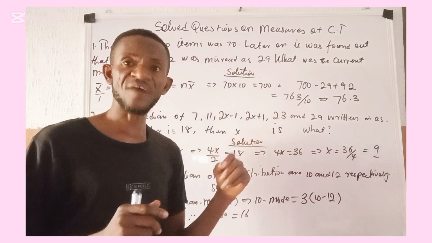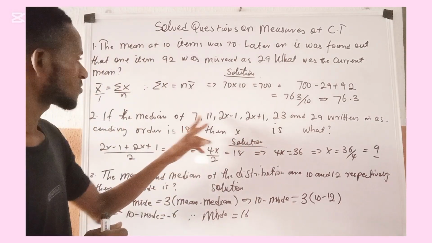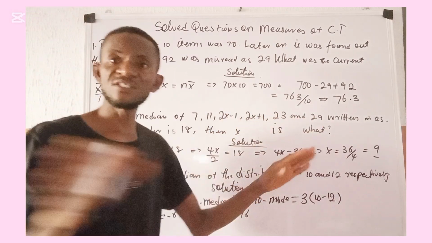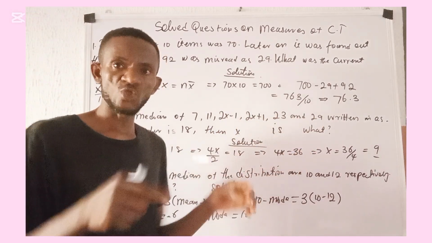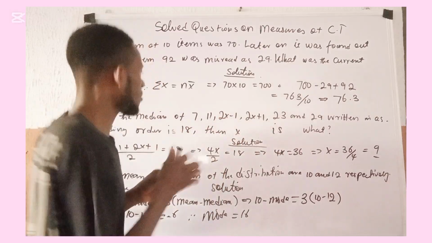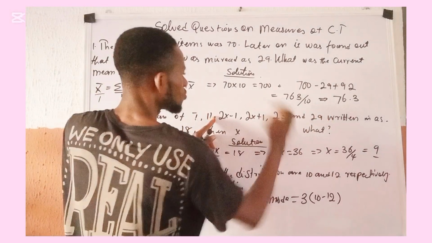So let us go and confirm whether it is odd or even observations. We count: 1, 2, 3, 4, 5, 6. It is even observations. So we are concerned with the two central observations there. So let us count 1, 2, we remove from here. We count 1, 2, we remove.